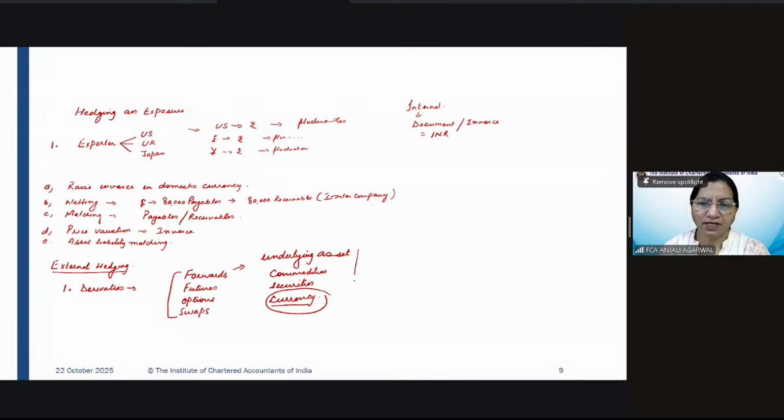Now, derivatives generally can be used for hedging, speculation, and arbitrage. But when we're talking about foreign exchange management exposure, we will talk about how we can hedge currency using any of the derivatives like forwards, futures, options, or swaps. Another important hedging technique is also money market hedge.